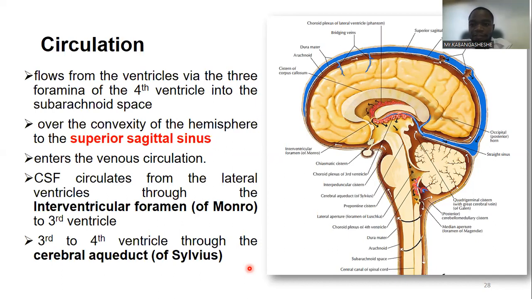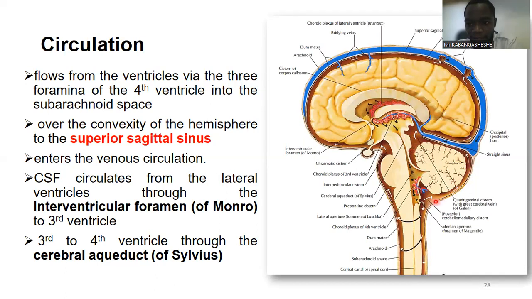Let's look at circulation. So we have looked at production. Now let's look at how this fluid flows from the ventricular system and then finally merges with the venous system. Just by following the dark arrows and the white arrows, you can tell the flow of CSF. The dark arrows indicate flow of CSF within the ventricular system. This is the lateral ventricle, that is the third ventricle, this is the fourth ventricle. Then the arrows change here, they turn white. This is now flow of cerebrospinal fluid out of the ventricular system and into the subarachnoid space.